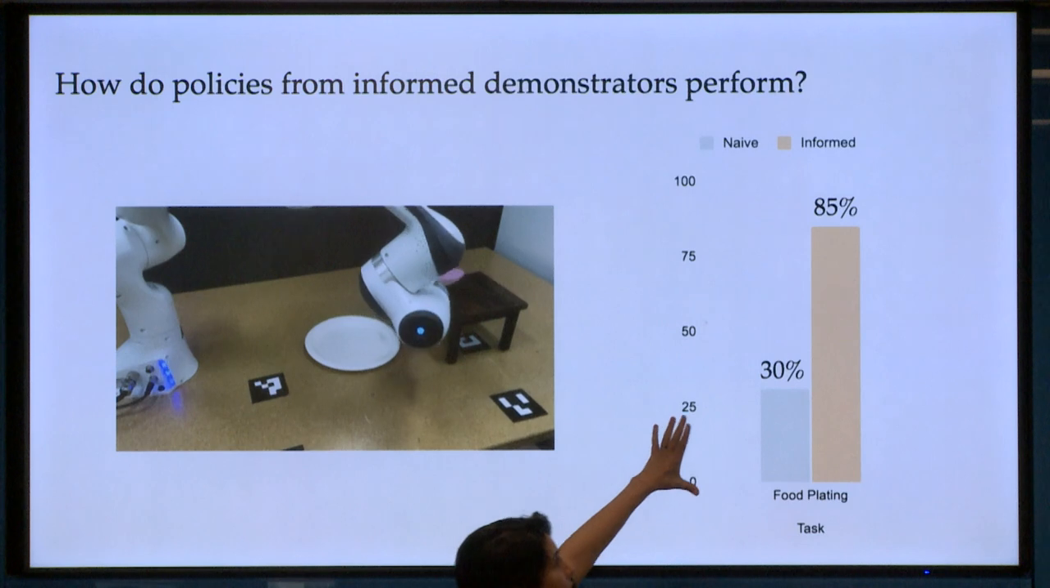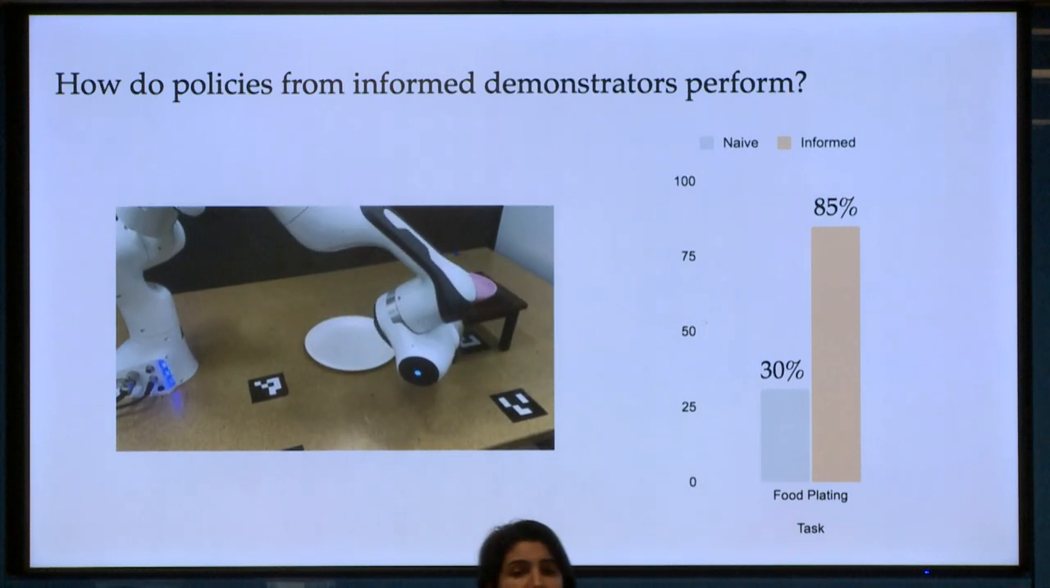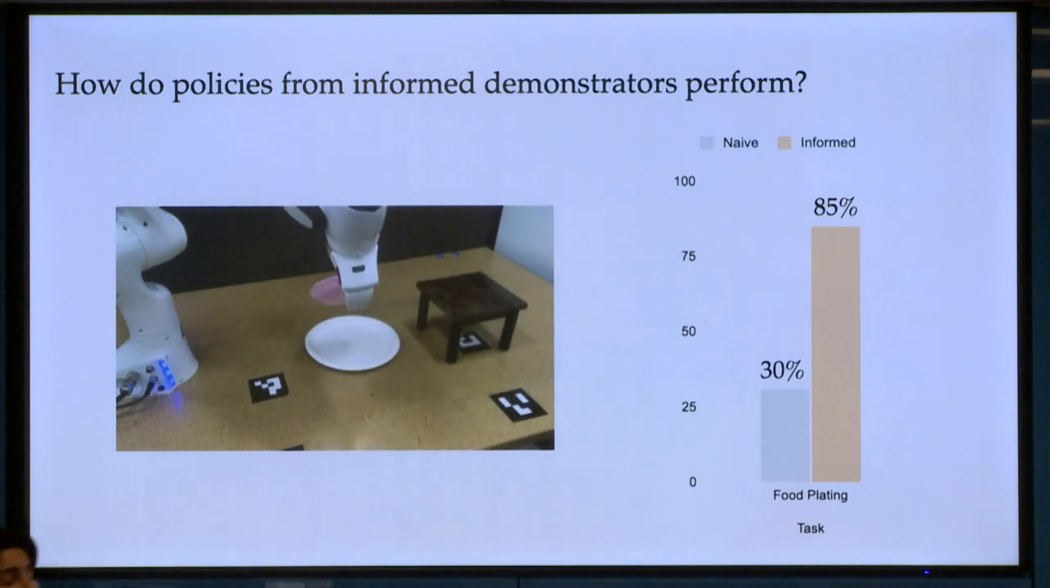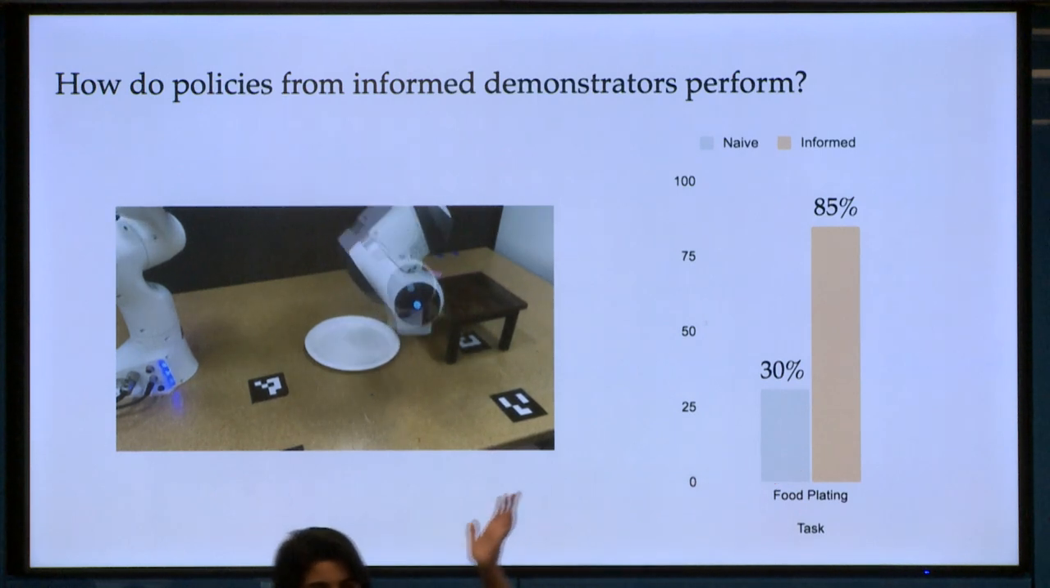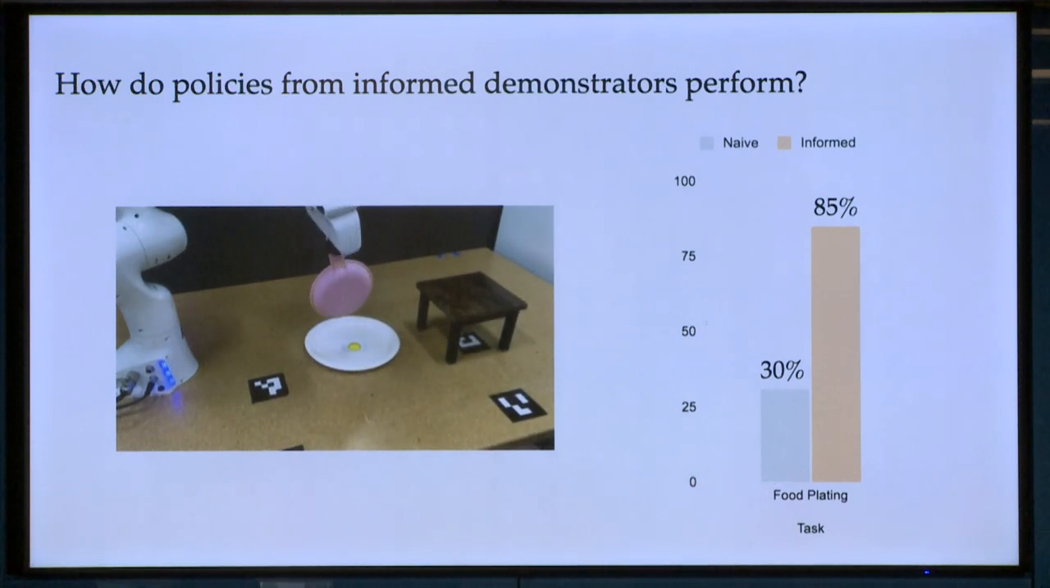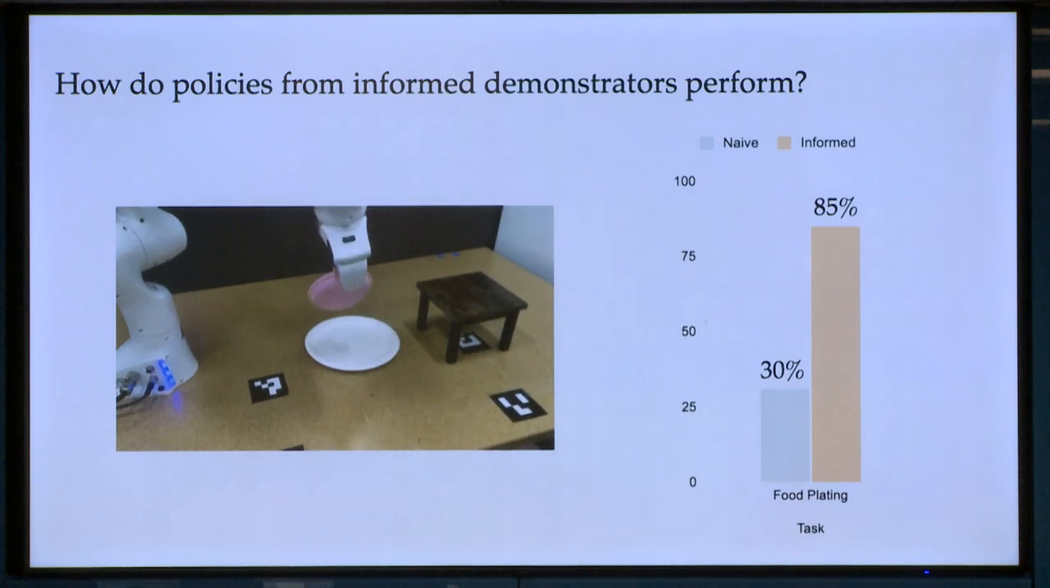And if you're doing naive data collection, it's 30% successful. If you do this informed data collection of showing the user what is in distribution and what is out of distribution, you could actually raise it up to like 85% success, which I think is a very simple idea that is very effective if our goal is to just do the task right.